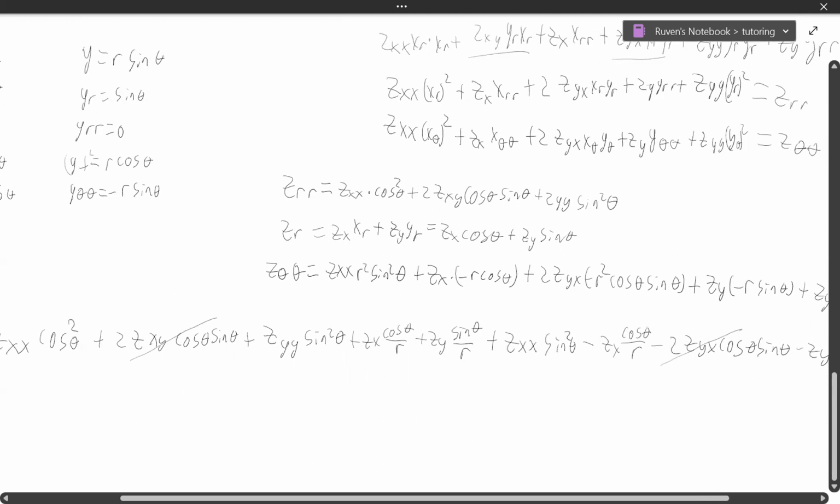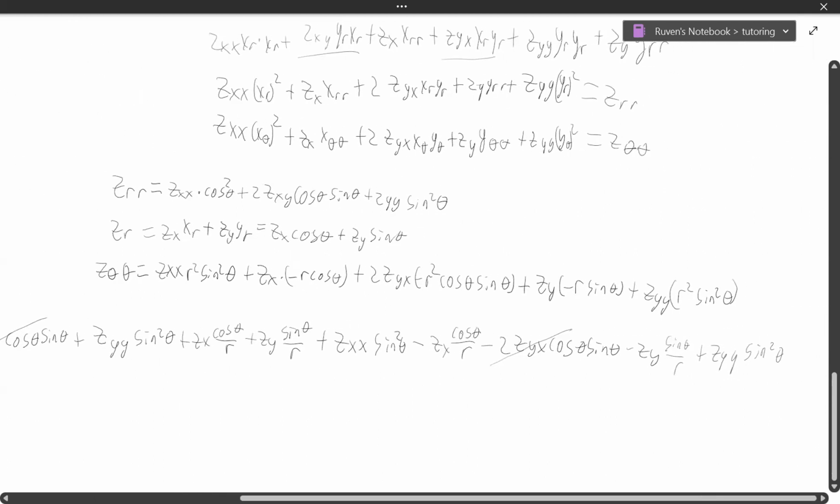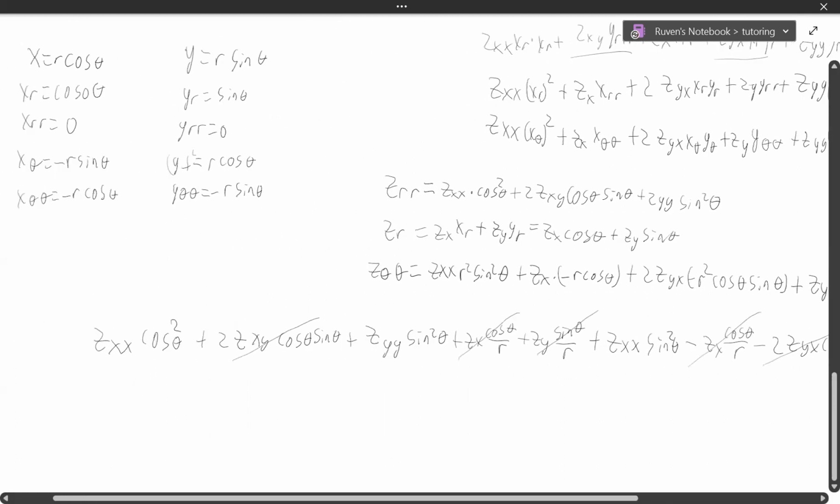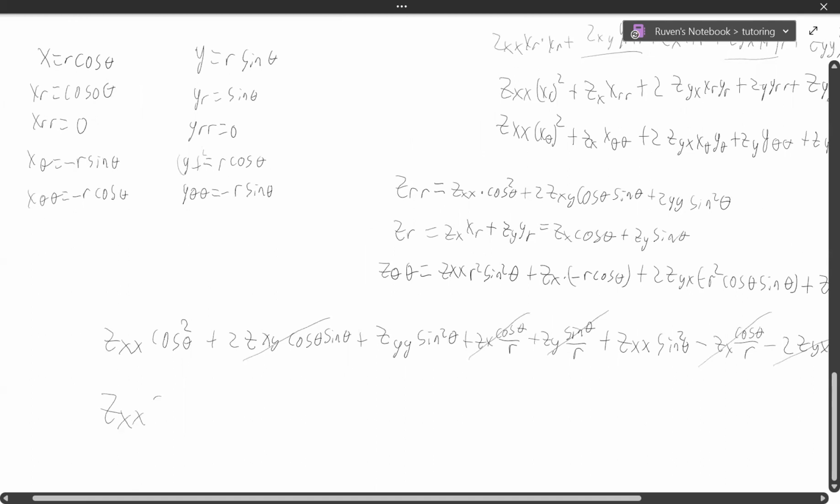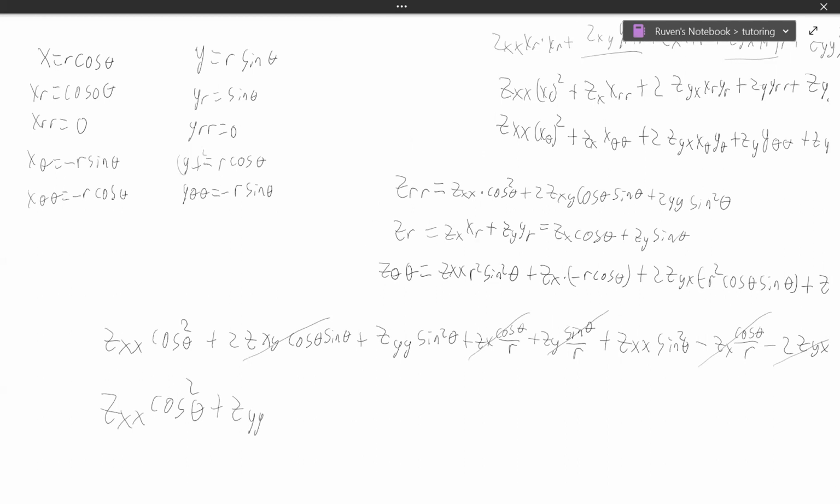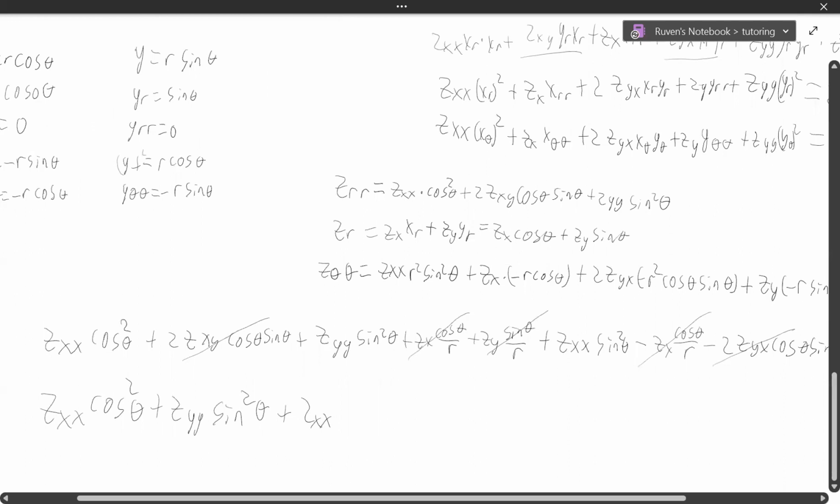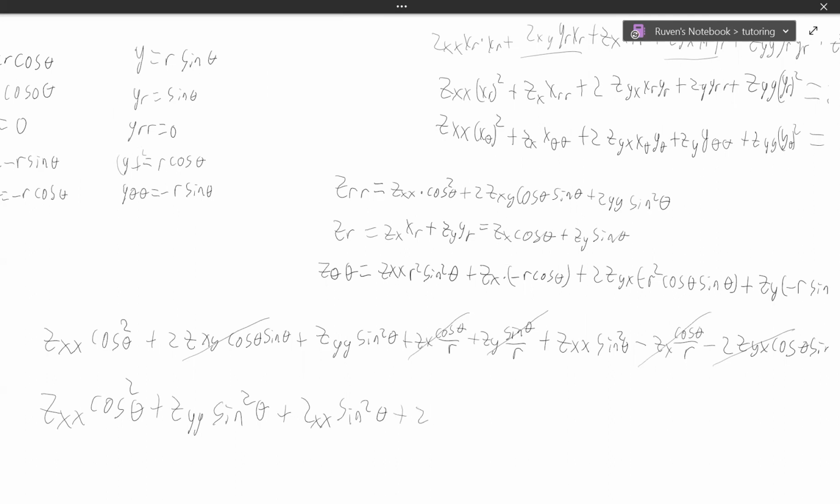You just got canceled. Z_y sine theta divided by r, bam, and over here, bam. And so what we're left with, yeah, my thing's not liking what I'm doing apparently. They're just protesting. Cosine squared theta plus z_yy sine squared theta plus z_xx sine squared theta plus z_yy cos squared theta.